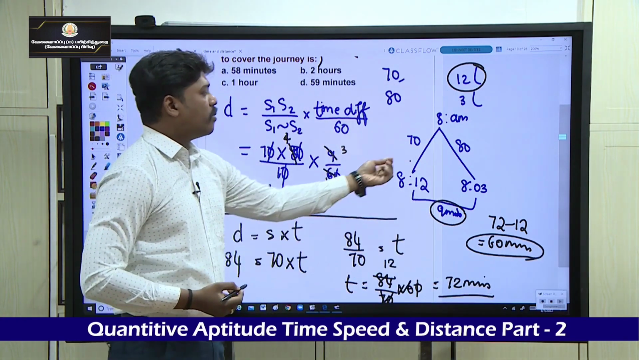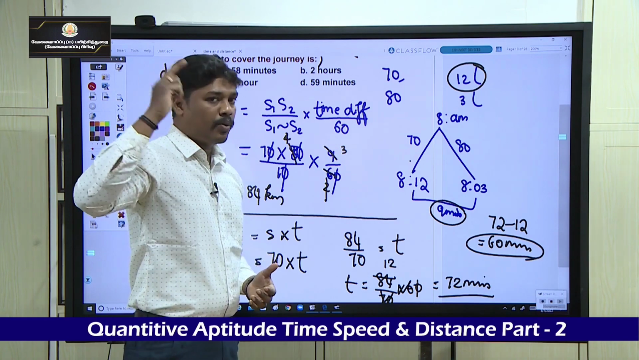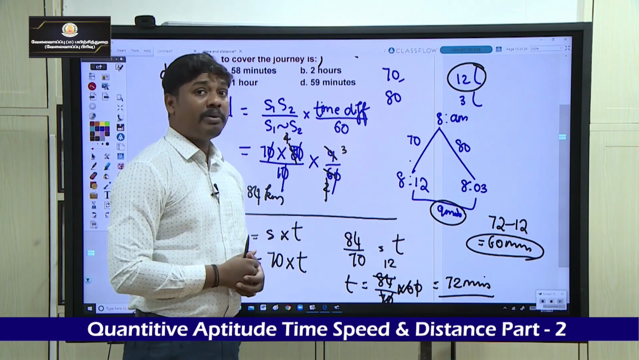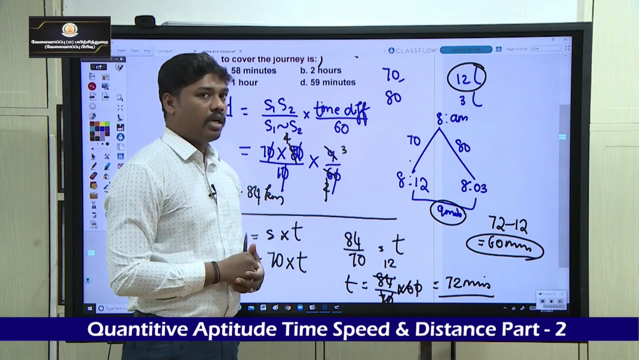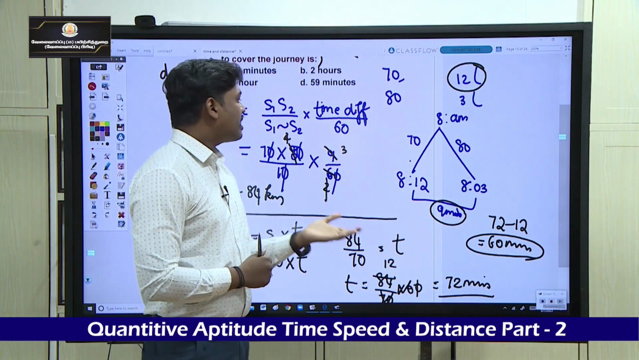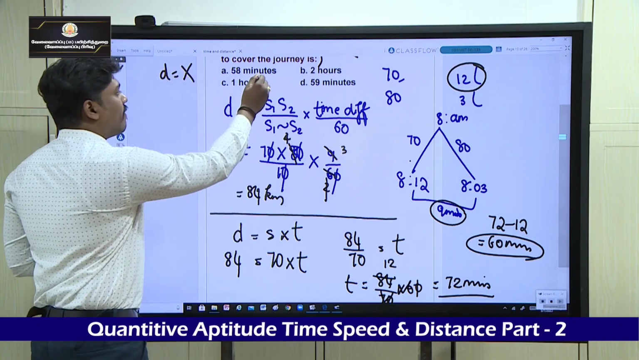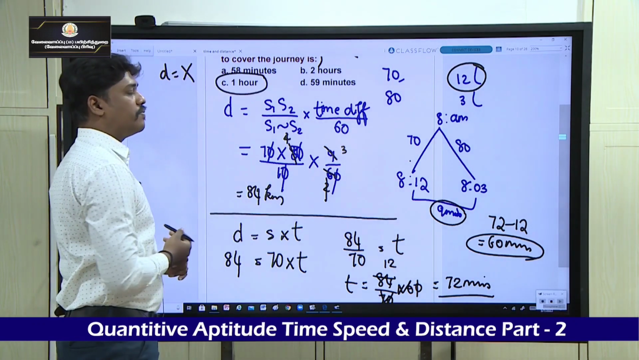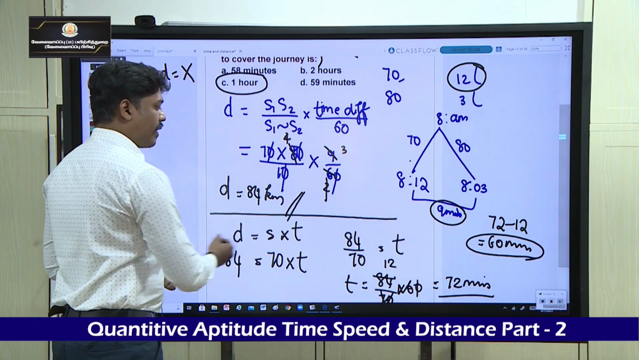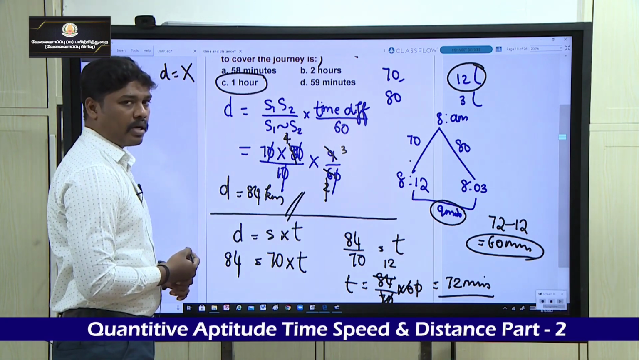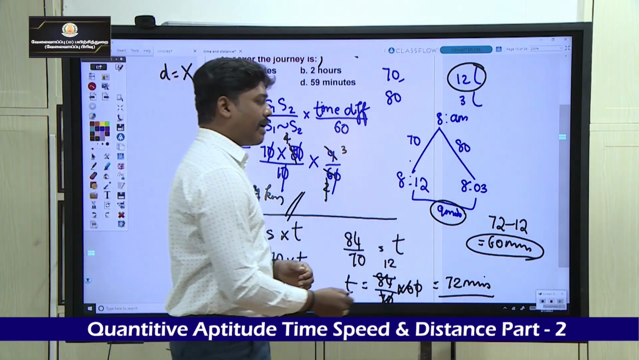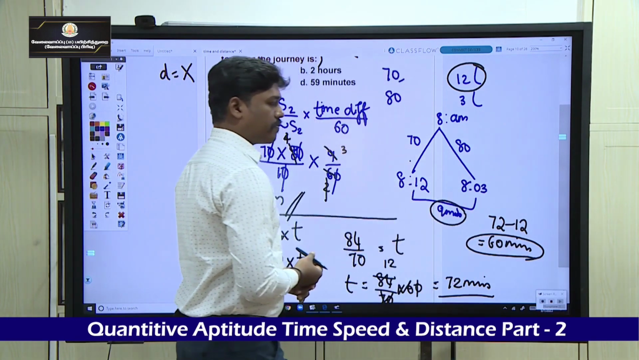So, this is the correct time. If he is moving at 70 km per hour means he is late by 12 minutes. With moving at that speed, he reached destination by 72 minutes. So, 12 minutes late. If you minus 12 minutes, you will be getting the correct time. So, the correct time is 60 minutes, which is 1 hour. If they are asking distance, till this, that is your answer, distance equal to 84 kilometer. But what they have asked is the correct time to reach. So, the correct time is 60 minutes. Is that clear?